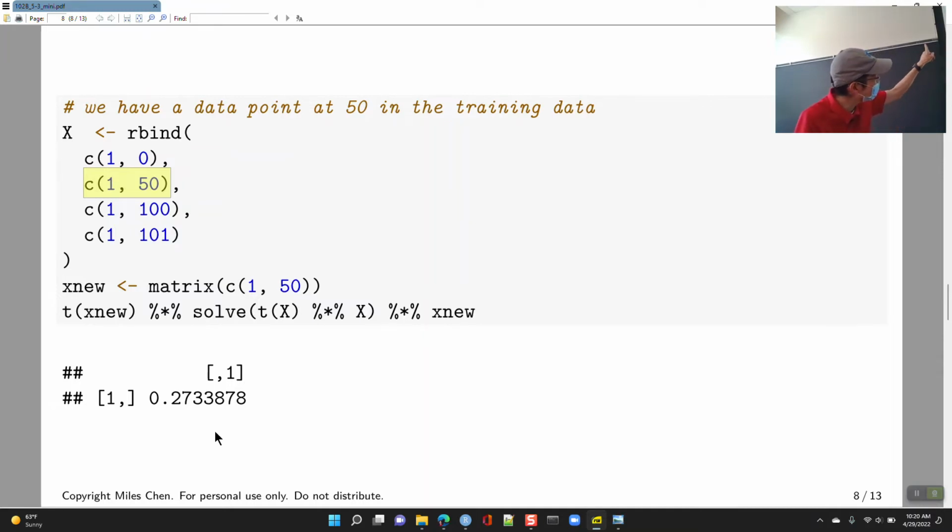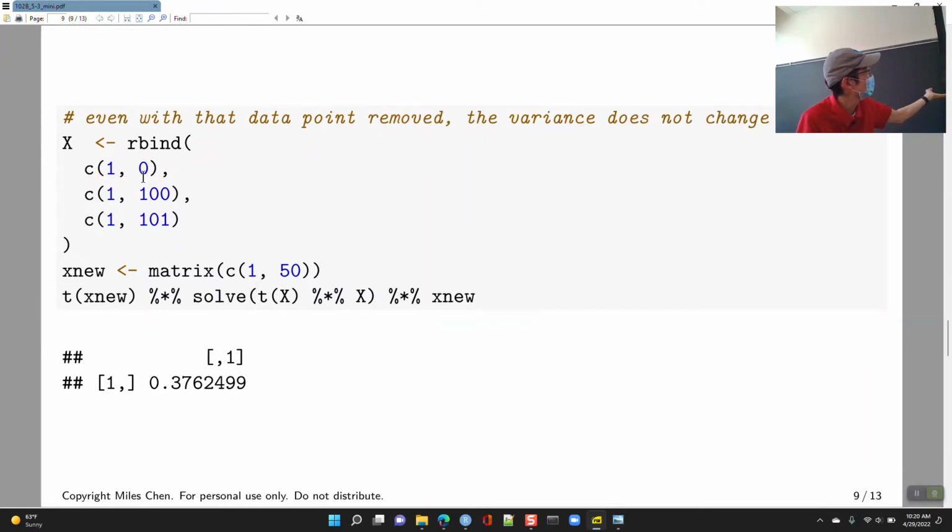All right, so I'm going to cut this out. On the next slide, everything's going to look exactly the same, except I've cut this one observation out, and we're going to see what effect it has on the variation of this prediction. Okay, so I cut that observation out. I'm still making a prediction at 50, and it went from around 0.273 to 0.376. So it went up a little bit, and that makes sense.